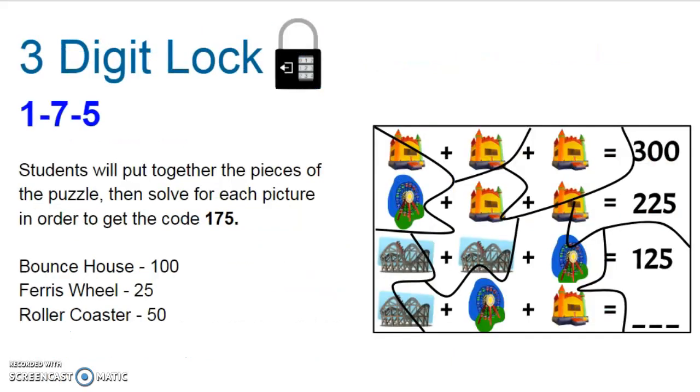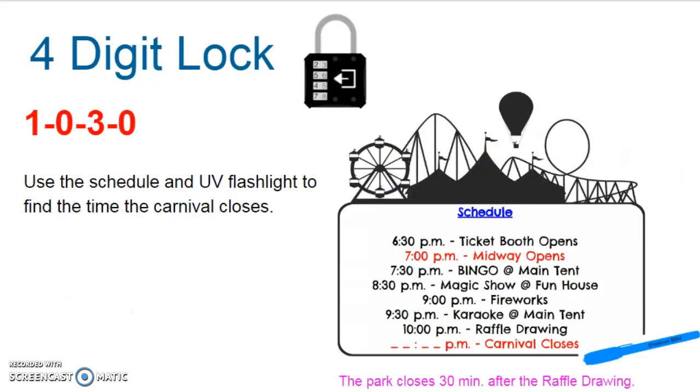For the 3-digit lock, the answer will be 175. They'll have these puzzle pieces that they'll put together, and they'll have to figure out what the problem is at the bottom. Bounce house stands for 100, Ferris wheel is 25, and roller coaster is 50, which gives you 175.